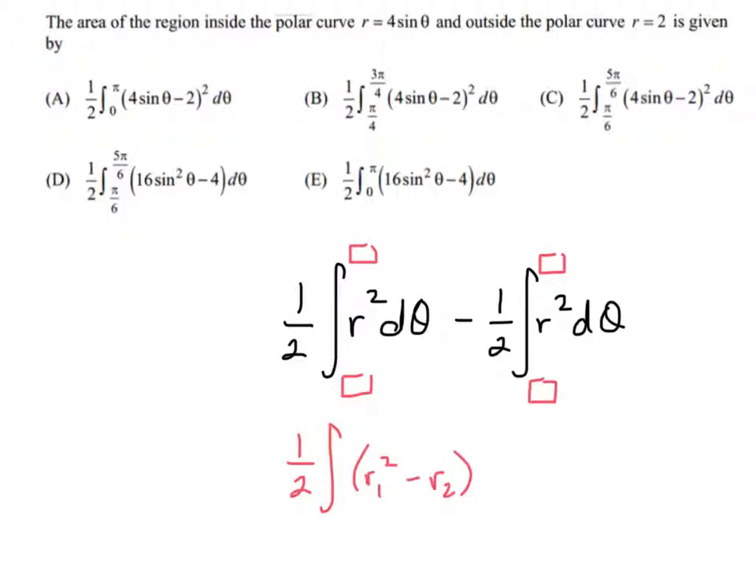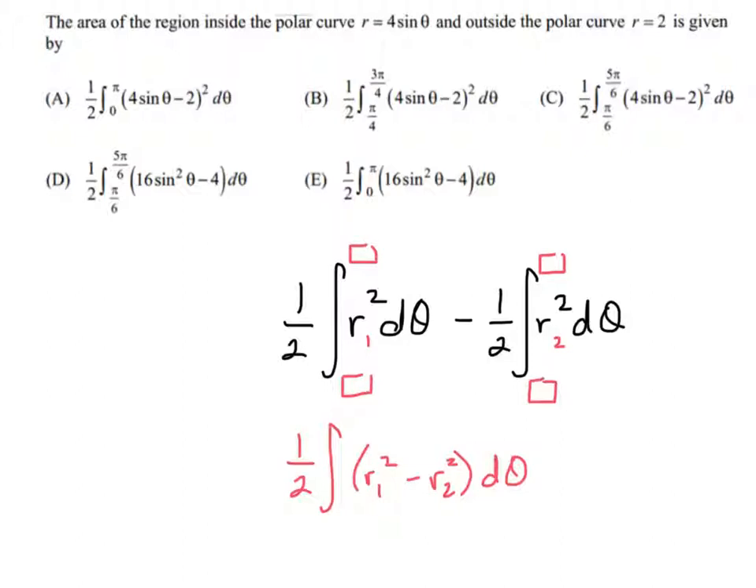I should maybe designate that they're different equations, d theta, assuming the bounds are the same. If the bounds aren't the same, of course, you can't put these integrals together. But I point that out because you'll see that some of these have r minus r squared. That is not what's happening. We square the functions individually.